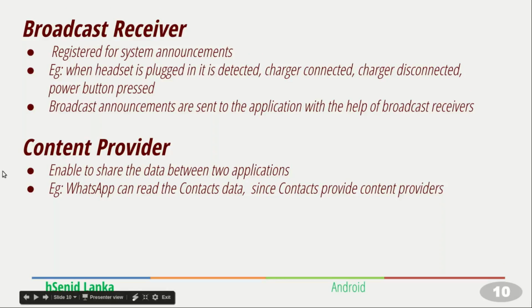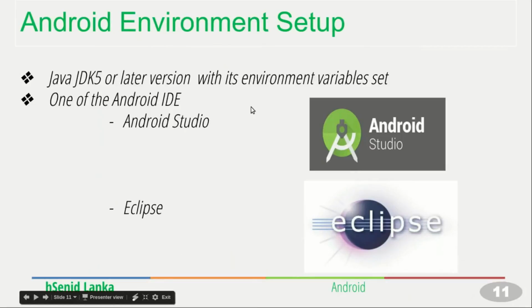The last one is the content provider. This enables sharing data between two applications. For example, WhatsApp can read the data in our contacts application. That is because the contacts application provides a content provider. If not, sharing data between two applications in Android is not possible. So these are the four main components of Android. Now let's see how we can set up the Android environment in order to develop an Android application.